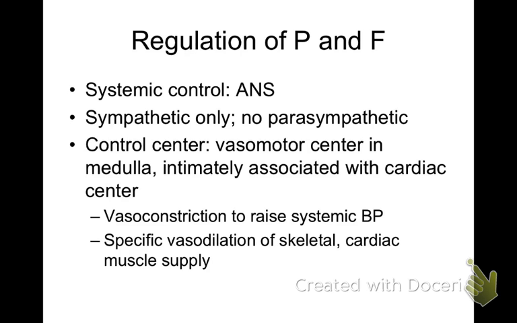The control center for the vessels is called the vasomotor center, and again there's a little center on both the right and the left, and each one controls that side of the body. The vasomotor centers are closely connected and interwired with the cardiac center, and collectively they're called the cardiovascular center in the medulla oblongata of the brain. So the sympathetic nervous system is mostly going to vasoconstrict, but there are specific vasodilations that occur in skeletal and cardiac muscle as a result of your fight or flight response.